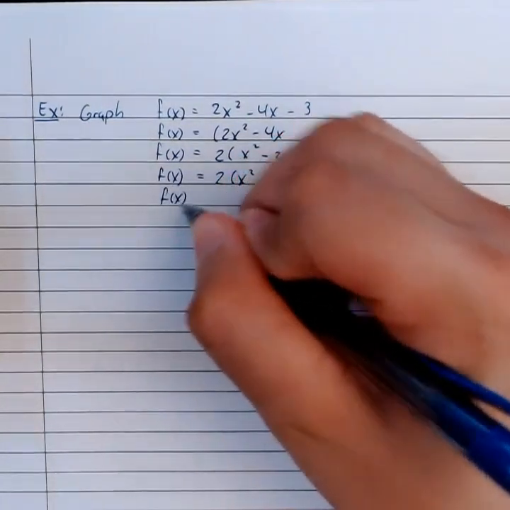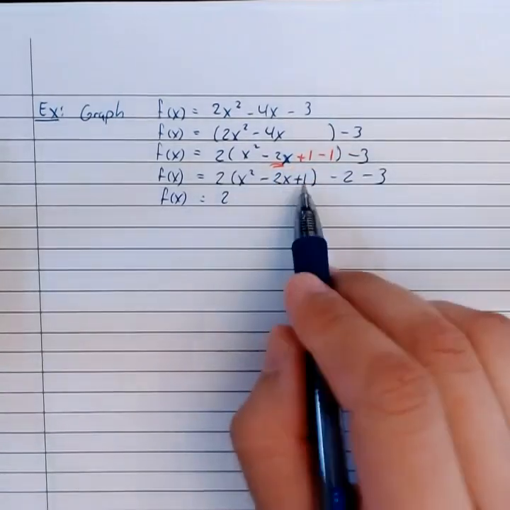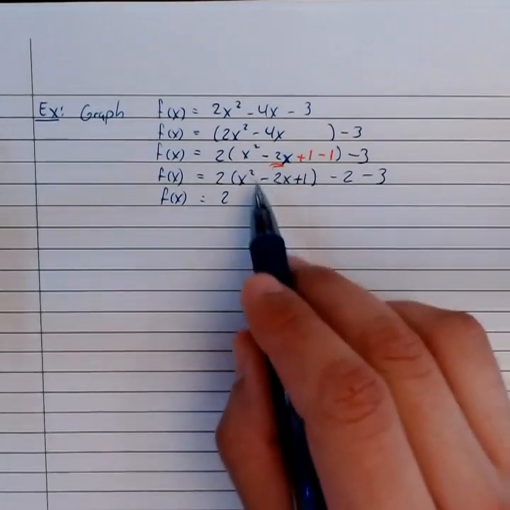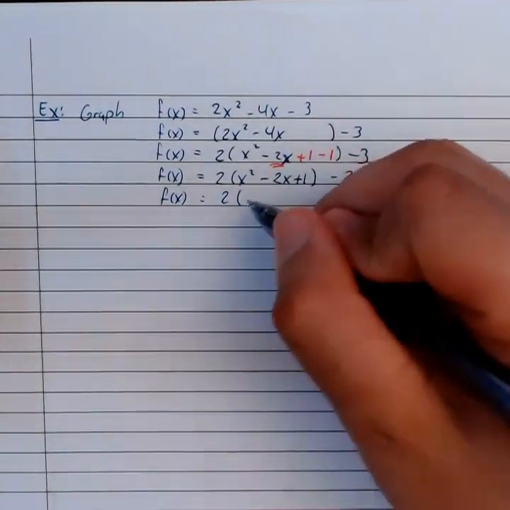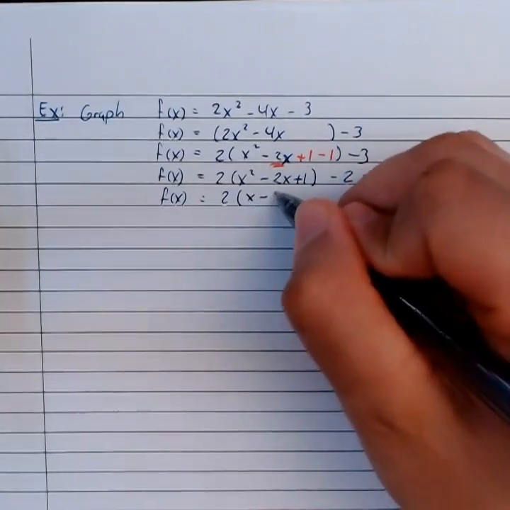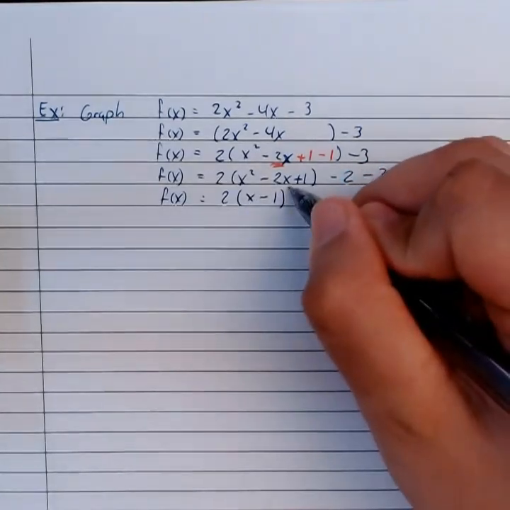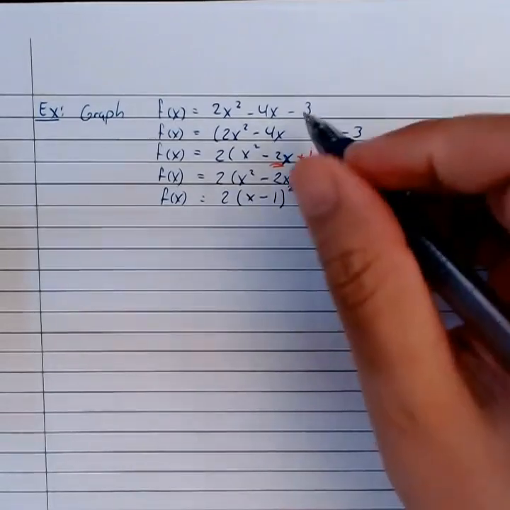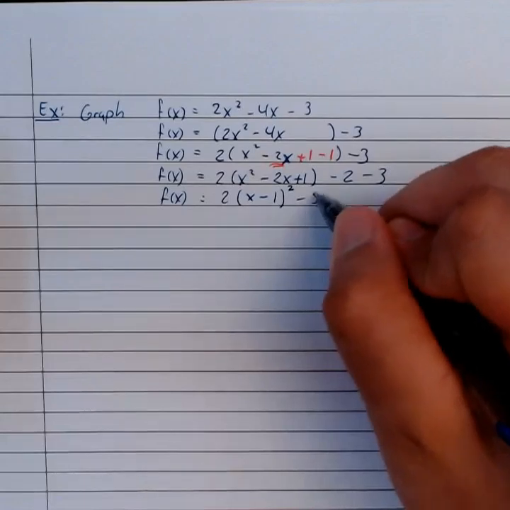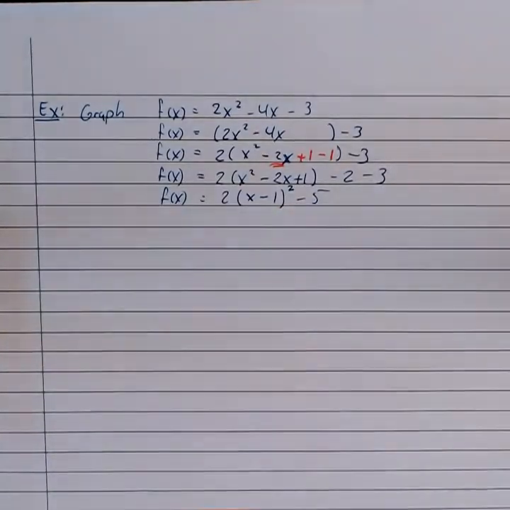And finally, factor this. What two numbers multiply to give you 1 and add up to give you negative 2? Well, that's going to be minus 1 and minus 1. So we can write this as x minus 1 times x minus 1, or more simply, x minus 1 squared. Here, these are just numbers. Negative 2 minus 3 is negative 5. And there we go. That's in the vertex form. So now we can graph that exactly like what we did just a few minutes ago with the other ones.